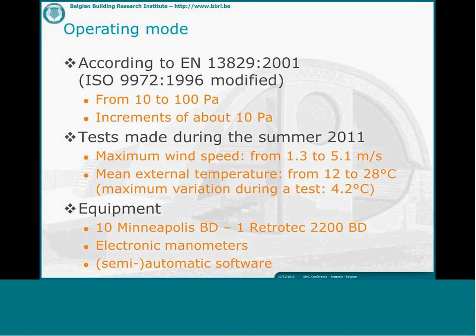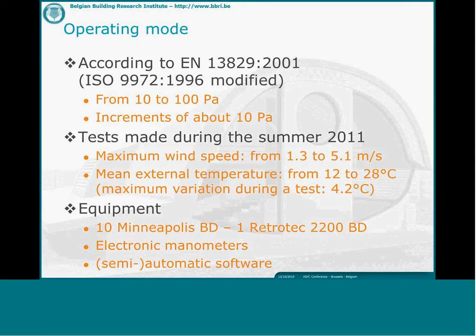We used the standard EN 13829, which is ISO 9972 slightly modified. We take measurements from 10 to 100 Pascal with increments of about 10 Pascal. So it means we respected the standard. The tests were made during the summer of 2011 under good weather conditions.